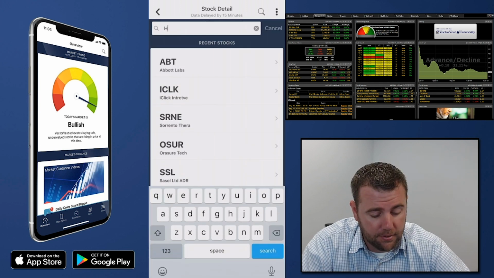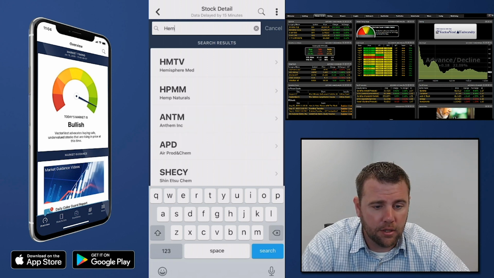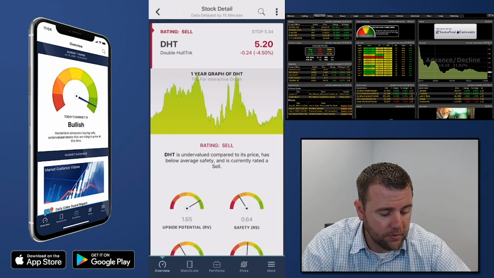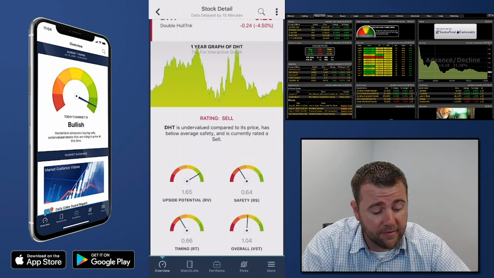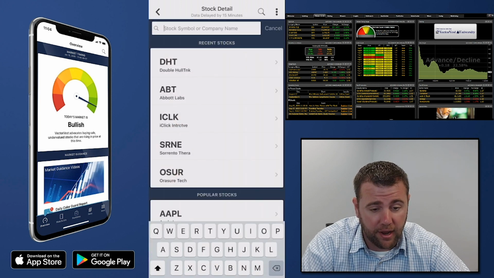Let's see. Hemp. Hemp Naturals or American Hemp? Which one? DHT. Good long-term potential. Great long-term potential, actually. But it does have a lot of risk. It's been in a really strong decline. Therefore, the stock's average right now.